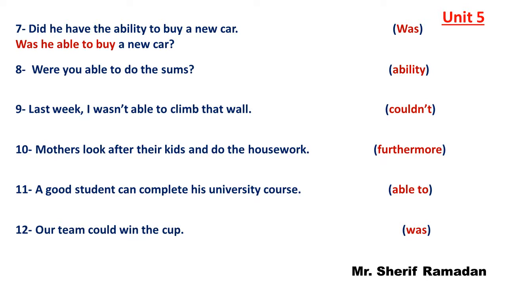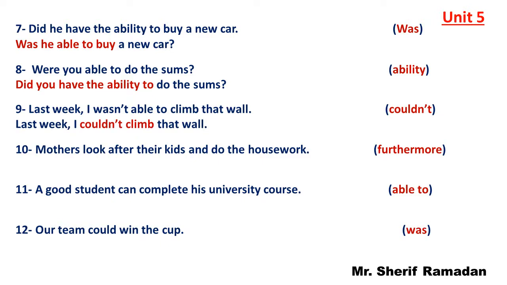عكس في رقم 8. Were you able to do the sums. هل أنت كنت قادر على حل المسائل الحسابية. استخدم ability. طبعا ability يعني القدرة. بقول did you have the ability هل كان عندك القدرة لأن الجملة أصلا في الماضي. بقول did you have the ability وكمل to do the sums. Number 9. Last week I wasn't able to climb that wall. استخدم كلمة couldn't. هقول last week هشيل wasn't able to وأقول I couldn't climb that wall.